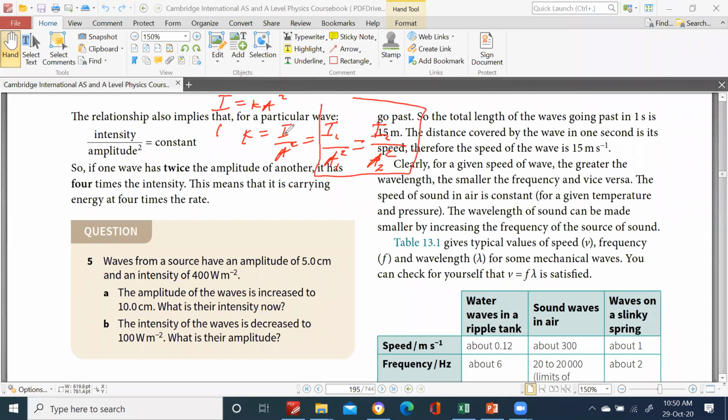Now, I wanted you to try out this question here. And we've been given two quantities. One is the amplitude, A1, and its intensity, I1. So I'm going to use the same expression as this and look for the other unknown. So you can try that out now.